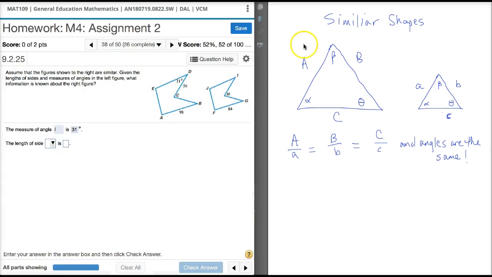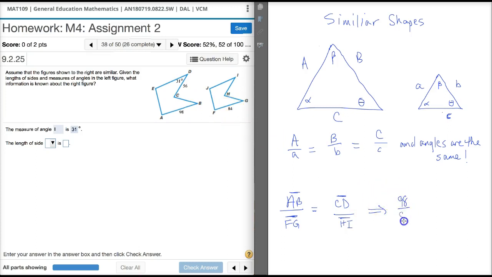The next thing, we want to find out the length of a side. So here, what you notice is that we have the side 98, we have the side 84, okay? So here, we know that line segment AB to line segment FG is proportional to line segment CD over line segment HI, okay? And here we know that AB and FG are 98 and 84 respectively. We also know that side CD is 56. And the side HI is what we don't know, so we'll just let that be X.